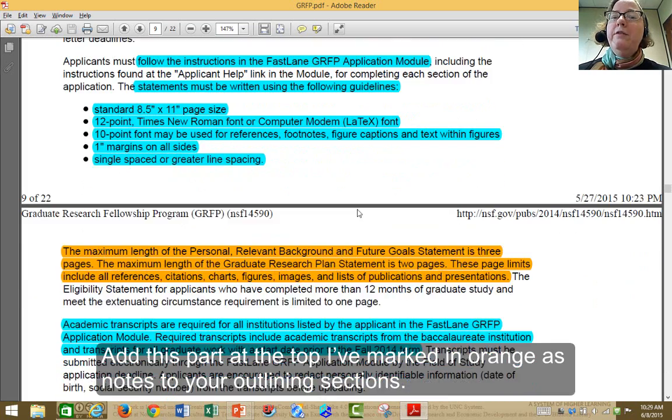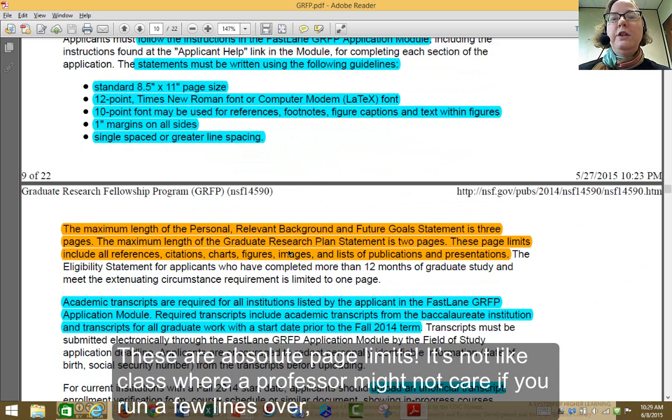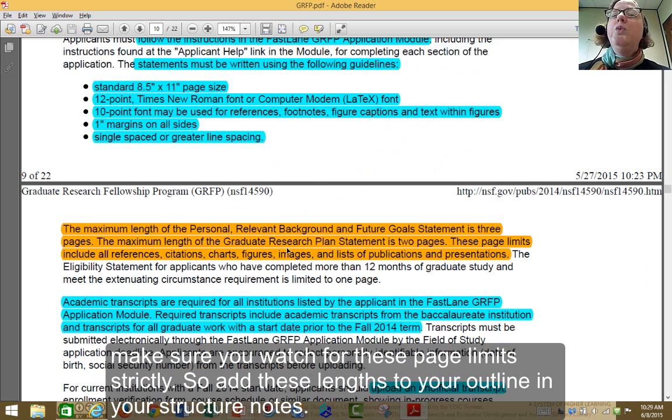And this part at the top I've marked in orange as notes to your outlining sections. These are absolute page limits. It's not like a class where a professor might not care if you run a few lines over. Make sure you watch for these page limits strictly. So add these lengths to your outline in your structure notes.